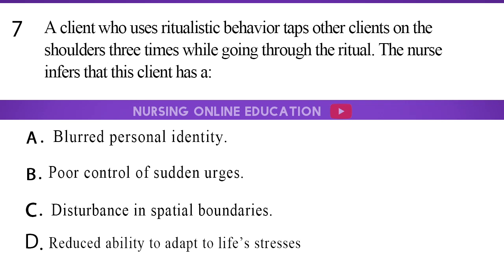7. A client who uses ritualistic behavior taps other clients on the shoulders 3 times while going through the ritual. The nurse infers that this client has A. Blurred personal identity. B. Poor control of sudden urges. C. Disturbance in spatial boundaries. D. Reduced ability to adapt to life stresses. The answer is option D. Reduced ability to adapt to life stresses.